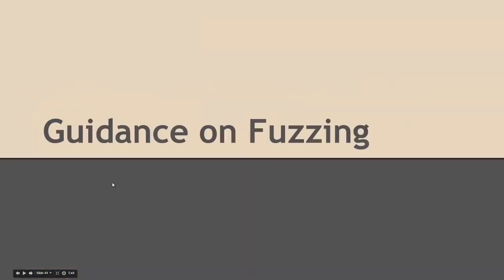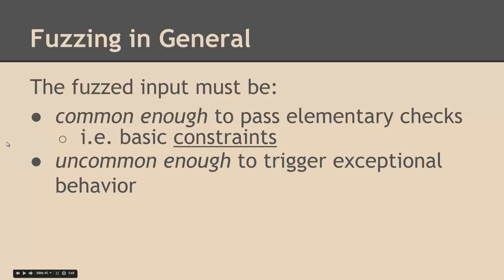So let's cover some guidance I can give on fuzzing. First and foremost, all fuzz input that's generated must be common enough to pass the elementary checks in the application. So if the application is expecting 9 inputs, and you only give it 8, then you're not passing a basic constraint and it's going to exit on you before executing 99% of the application's code. But at the same time, you have to explore the application's uncommon code paths, and you want to trigger some exceptional behavior like a crash. So it's got to be common but also uncommon enough to trigger this sort of behavior.